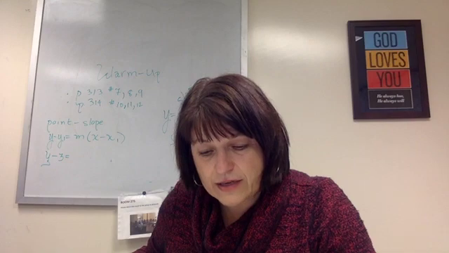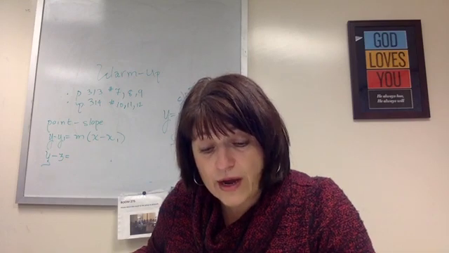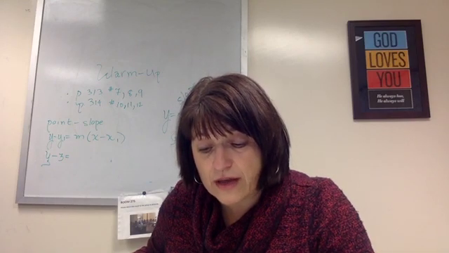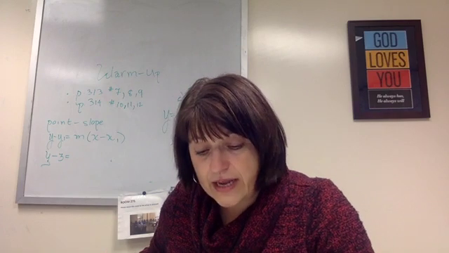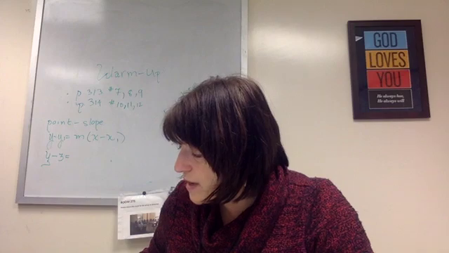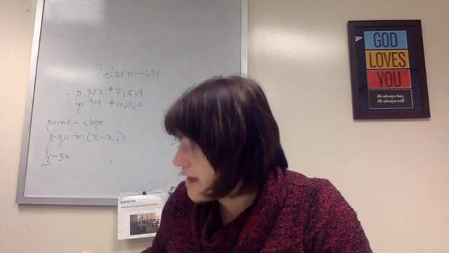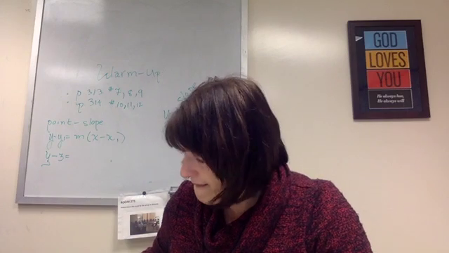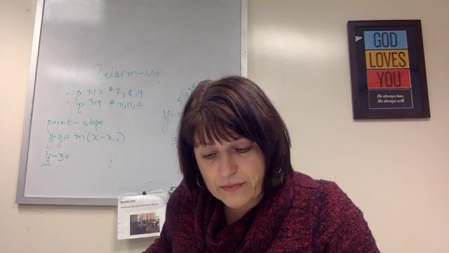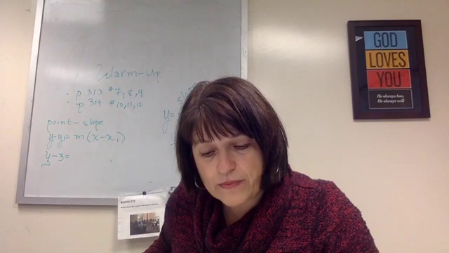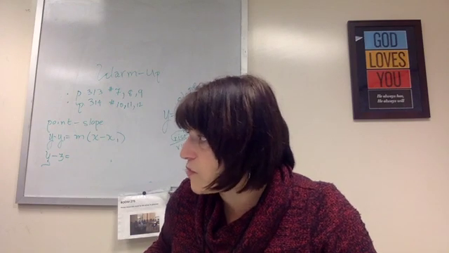Number 9. Okay, this says write in slope intercept form the equation of a line that passes through the given point and has the given slope. So in 9, you're going to end up with y equals positive 1/2 x minus 5/2. Number 11, write it in point slope. It says write in point slope form the equation of a line that is parallel to the given line and passes through the given point.